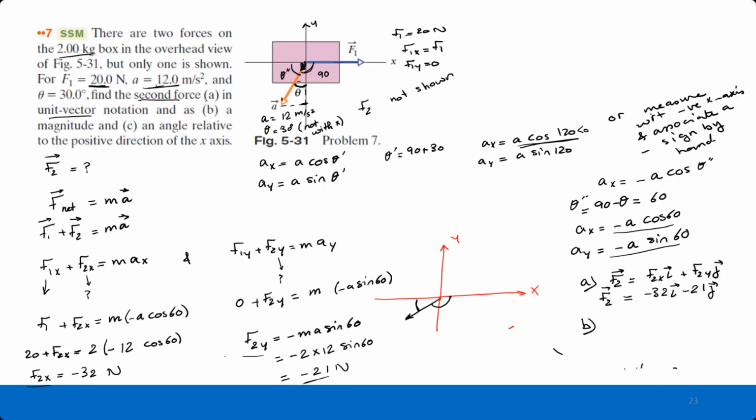In part B, I want the magnitude of this force. Remember, we find the magnitude from x and y components using this formula, which results from the Pythagorean theorem, by the way. I put f2 to be radical f2x squared plus f2y squared. f2x is 32 and f2y is 21. I can calculate this.